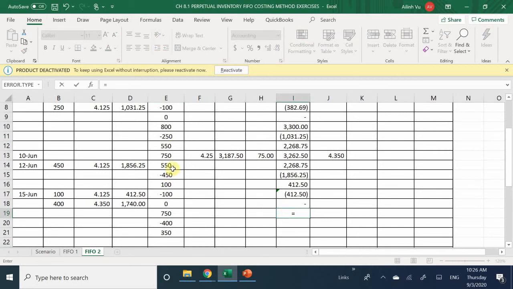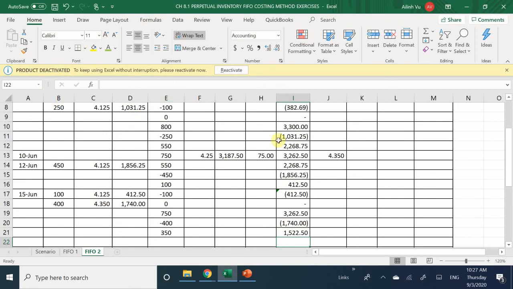Here, let me see, 750 cost me this much right here. And what am I subtracting from this 750 amount, or this 3,262.50? 1740. Correct. And in this case, we get how much? 1522.50. 1522.50 is correct. So what do we do now?